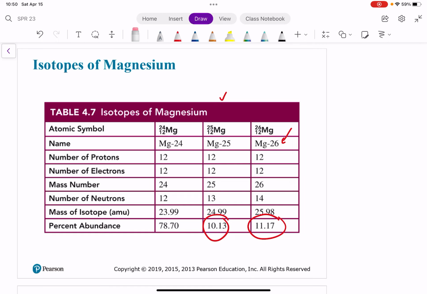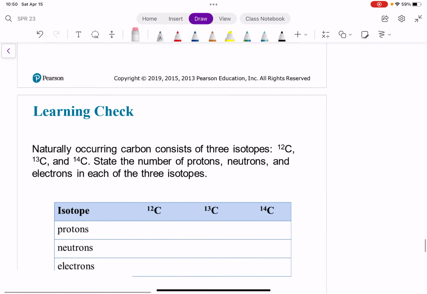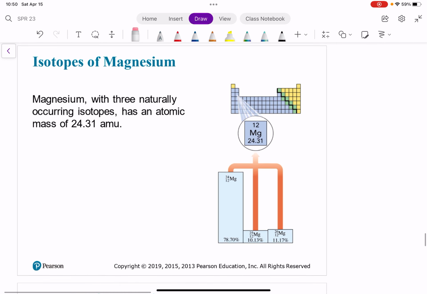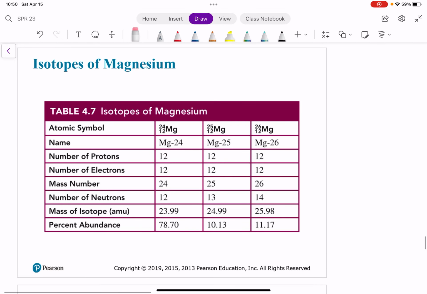So the atomic mass at the bottom of each element on the periodic table is telling you the average mass, taking into consideration the mass of the isotope and the percent abundance.